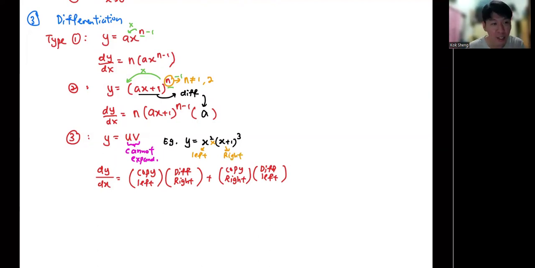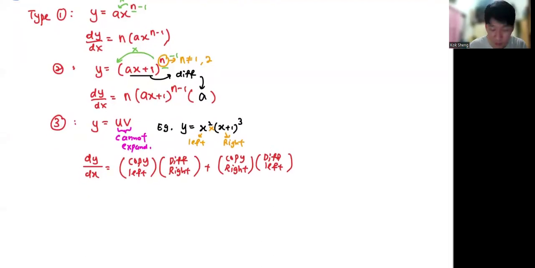Okay, the third type here. One more to go. The last type. Just now we have times, right? Can I expand like this? Times. And one more we have is divide. Yes, there's one more here. We have the divide.